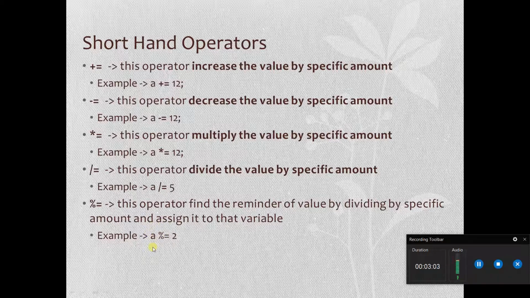If the initial value of a is 13 and we perform this operation on a, by dividing 13 by 2, the remainder will become 1 and it assigns it to a, so the value of a will become 1.